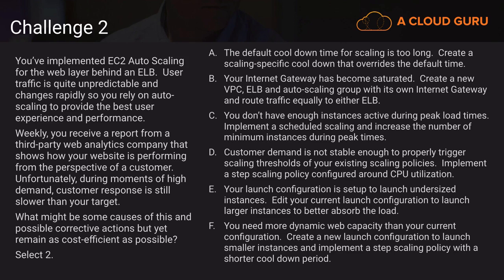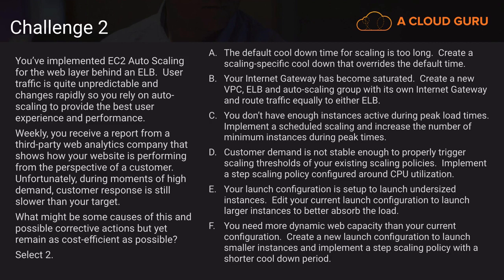Now, option B is your internet gateway has become saturated. We should create a new VPC and an ELB with its own internet gateway and route the traffic equally to either ELB. Well, internet gateways aren't susceptible to saturation. They really have no bandwidth limit. So I don't really think that's potentially a cause here. So I'm going to mentally set that aside.